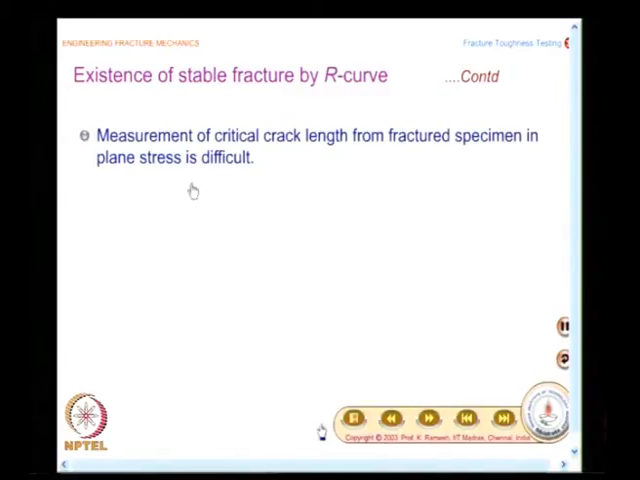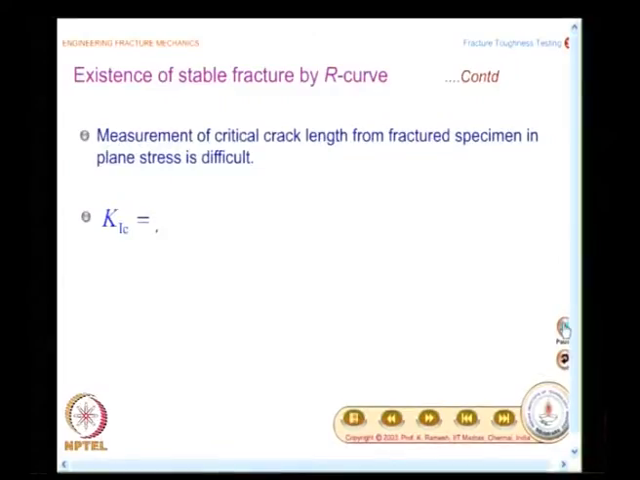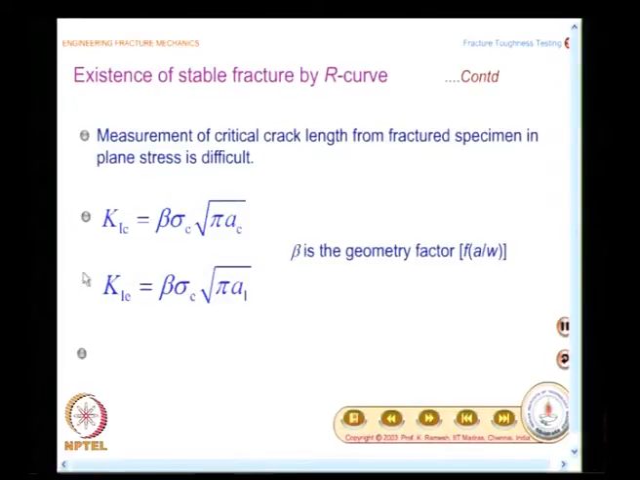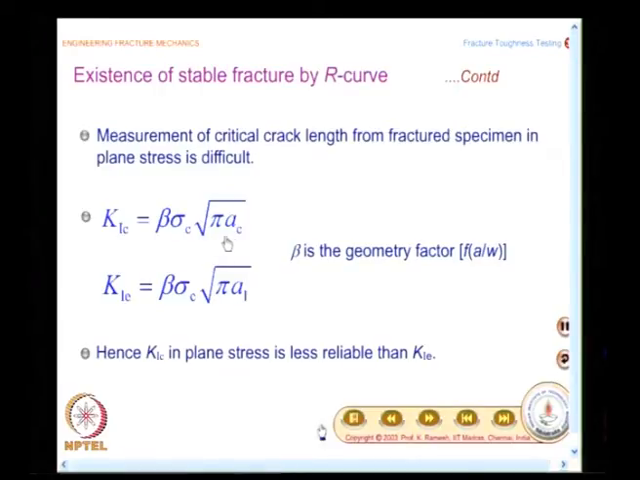As I mentioned, measurement of critical crack length from a fractured specimen in plane stress is difficult. This is because you will not be able to distinguish between the original crack length and the path followed during stable fracture. You will have certain difficulty in measurement. So, it is difficult to find out K1C equal to beta sigma c into square root of pi a c.